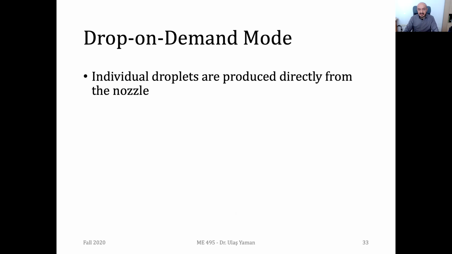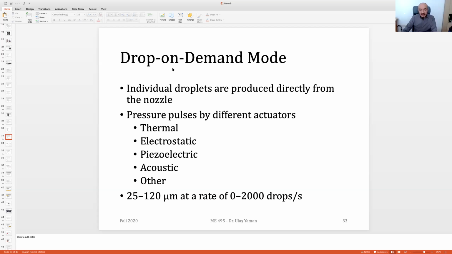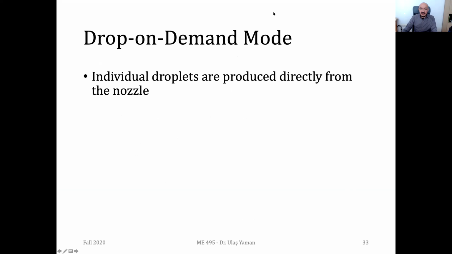Okay, now let's focus on the second one. This is sometimes called drop-on-demand mode or DOD mode. It's the discrete version of the continuous mode.